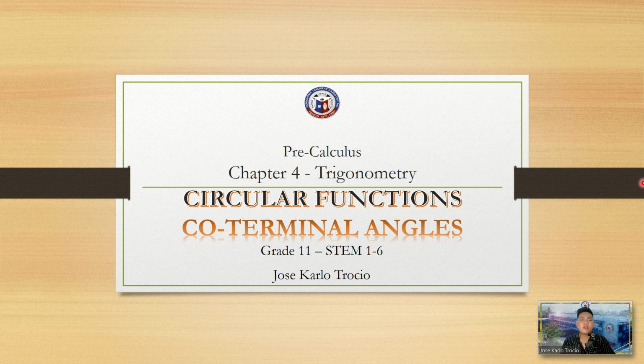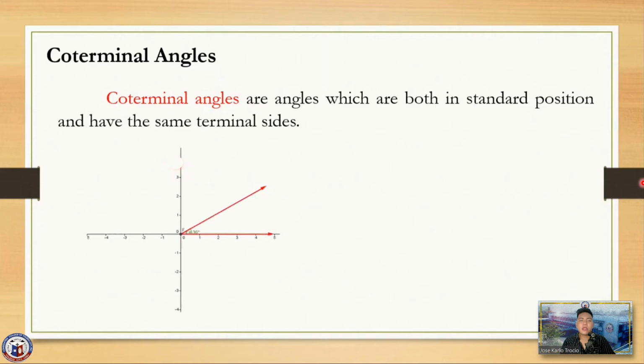So that is something to do with our coterminal angles, but this time the coterminal angles, as we know, diba, angles in a more complex calculus is not just up to 360 degrees, but it can be more than 360 degrees. Before delving deeper into what these coterminal angles are, let us define this thing. So coterminal angles are angles which are both in standard position and have the same terminal sides.